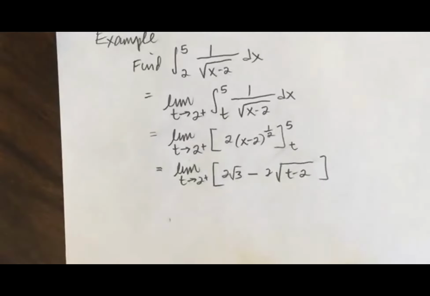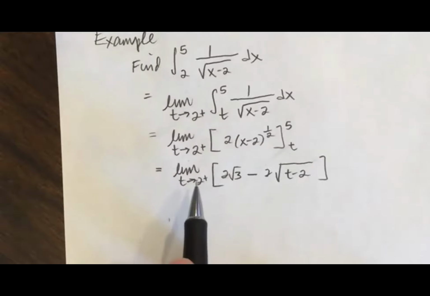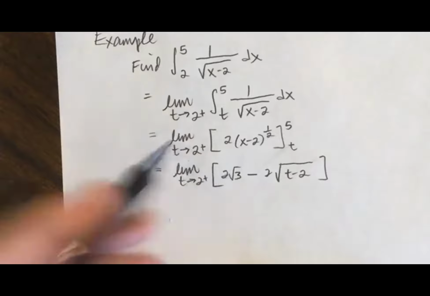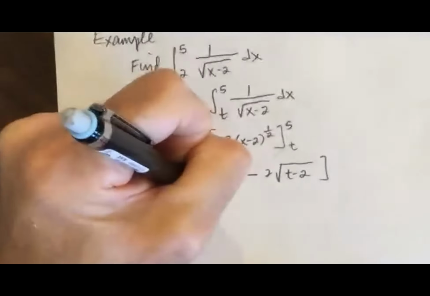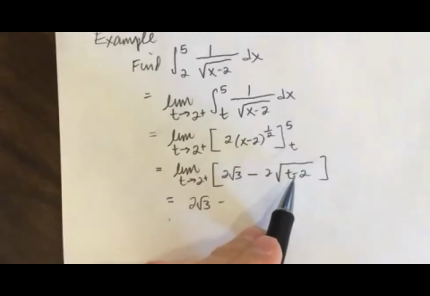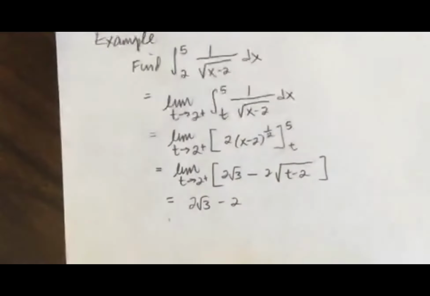And now we're saying, okay, what's the limit of a difference? Oh boy, this is like September maybe. You remember this? It's the difference of the limits. And what's the limit of the constant? It's just the constant, isn't it? Okay, so this is 2 root 3, and this is minus. And what's the limit of a constant times a function? Constant times the limit of the function.